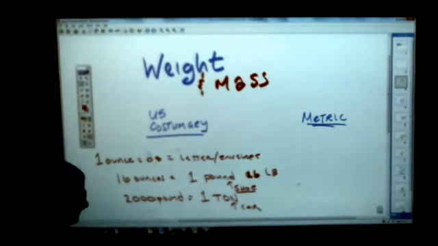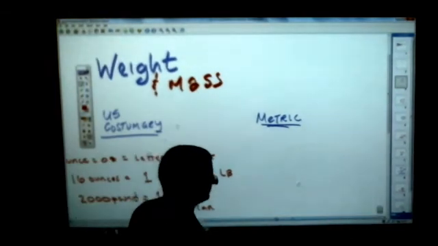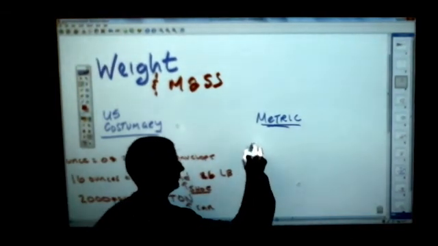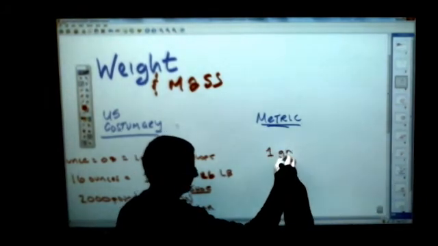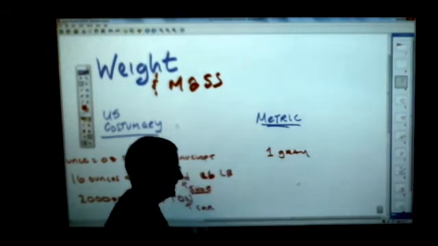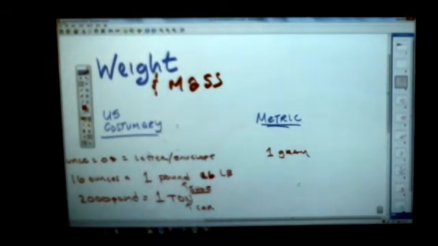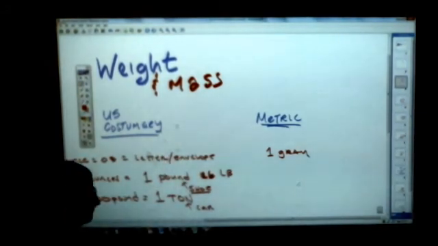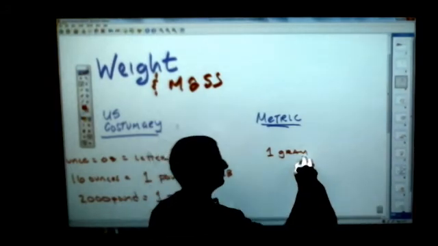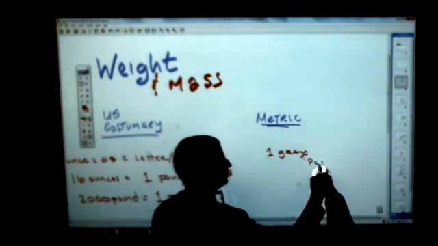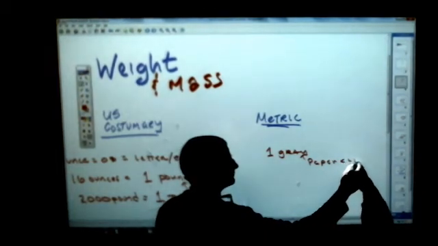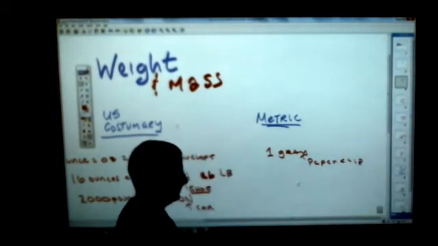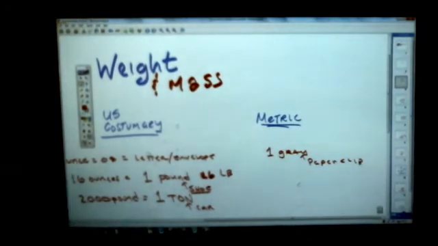And then in the metric system, we have basically a gram. We start with a gram. And a gram would be about the weight of, Katerina? Paper clip? Yep, they always say a paper clip. Now, is that a jumbo paper clip or a small one? I don't know. Probably a jumbo one is probably that. A gram is about the size of a paper clip.